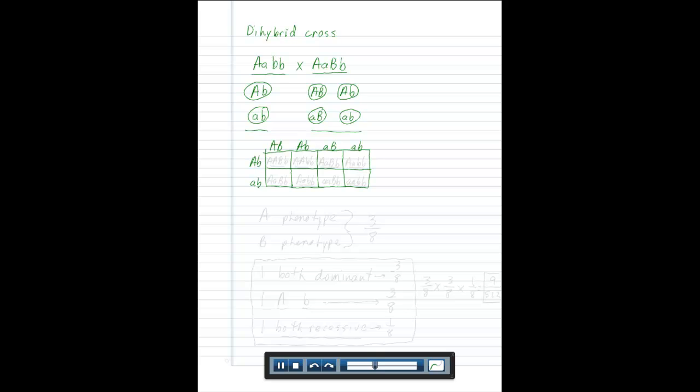Then, following our typical rules of a Punnett square, we just go ahead and fill in all the individuals. Notice that the A's stay with A's and B's stay with B's. That is because alleles that match always go together.